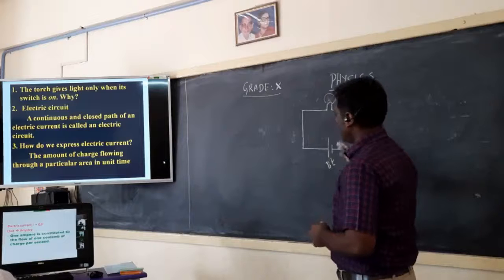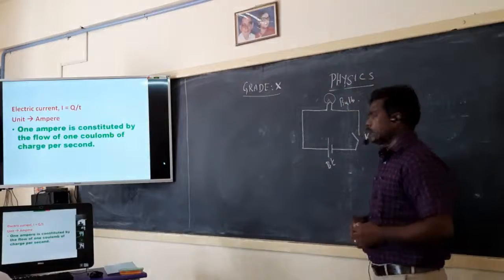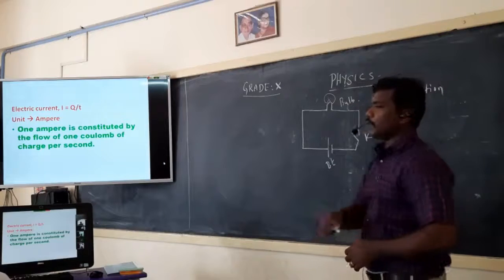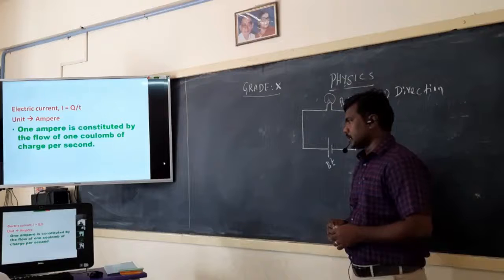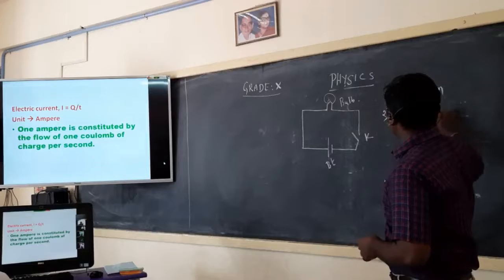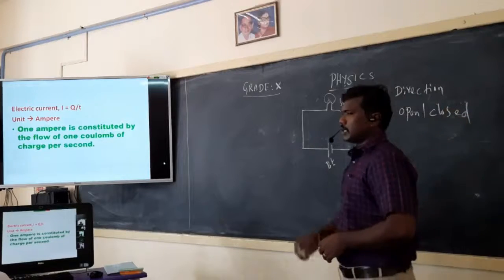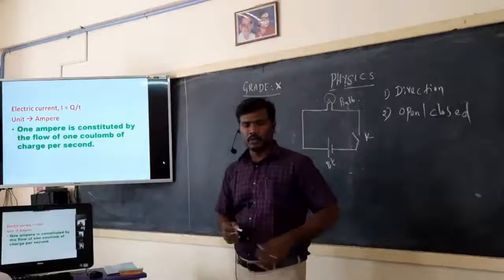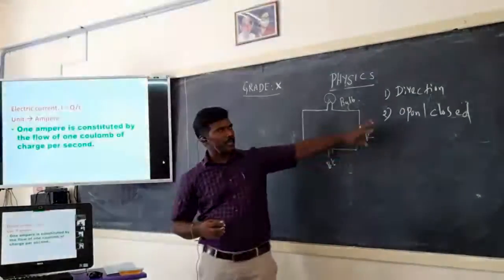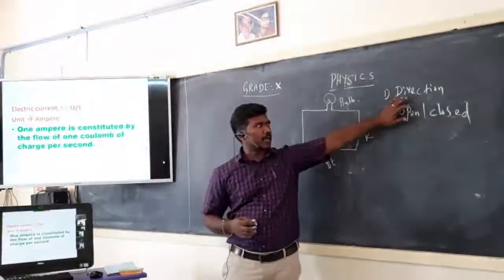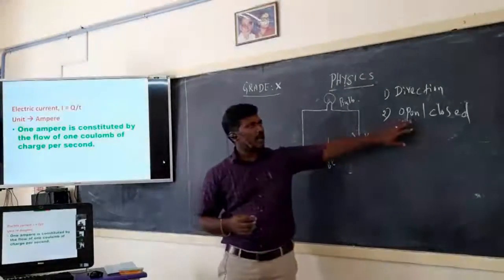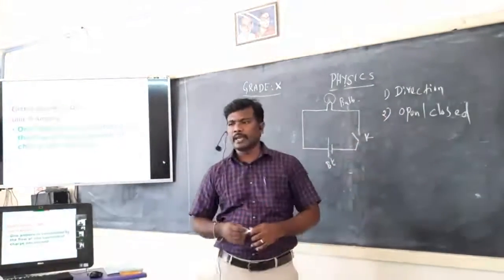Okay, now with the help of the diagram, I am going to explain two things. One is the direction of flow of charges in an electrical circuit, and the second one is what is an open circuit and what is meant by a closed circuit. These are two important concept-oriented questions in the upcoming exam. Maybe they will ask concept-oriented questions related to the direction of flow of the charges, and what is meant by open circuit and closed circuit.